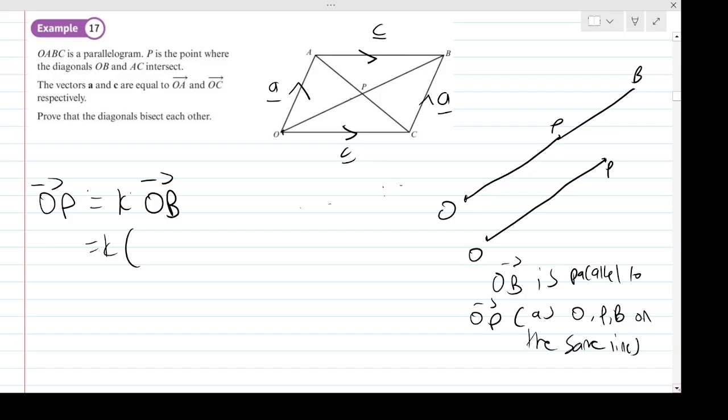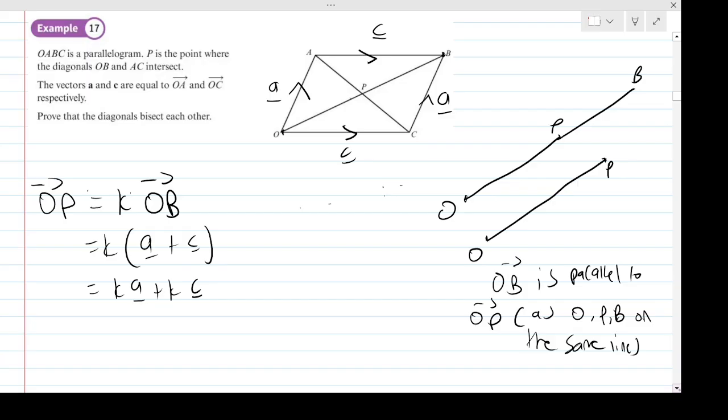So if we start at O and we want to end at B, we can go from O to A and then A to B. That should then be the vector A add C, right? And so there we are. So if we expand that out, it's going to be K lots of A add K lots of C, okay? So multiple K. Now, obviously, we don't know what K is.